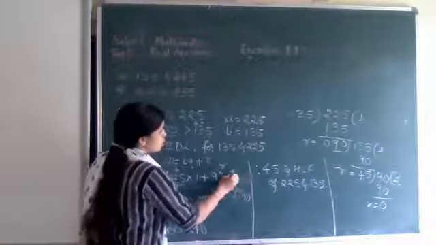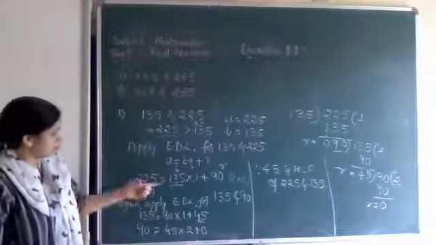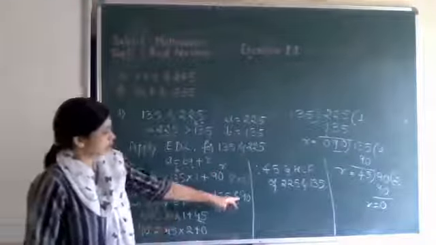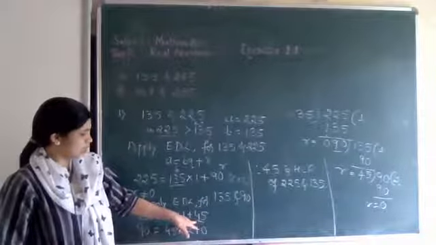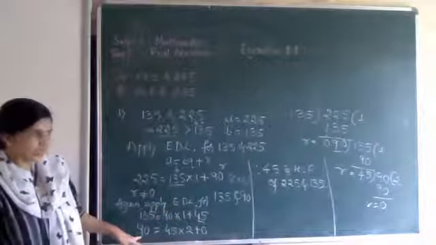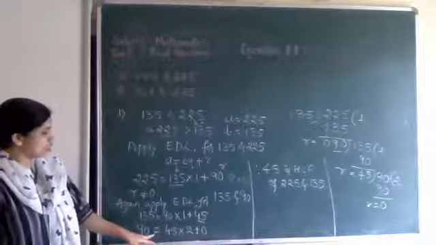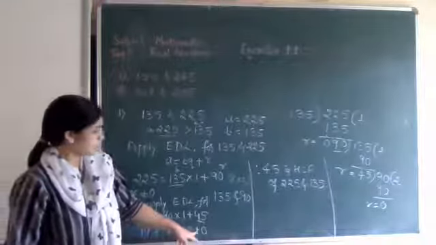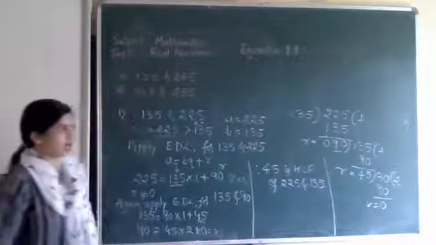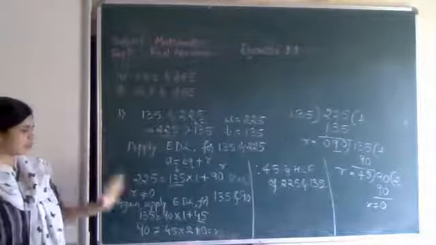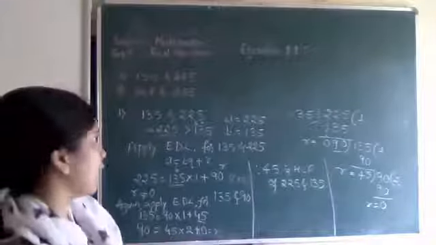Here R is not equal to 0. Then again we have to apply Euclid's division lemma for B and R, 135 and 90. Then again we get R is not equal to 0, R is equal to 45. Then we apply Euclid's division lemma for 90 and 45. 90 is equal to 45 into 2 plus 0. 0 as remainder. Then we will stop applying Euclid's division lemma. Then 45 will be your HCF. That was your first question. Now the second question.